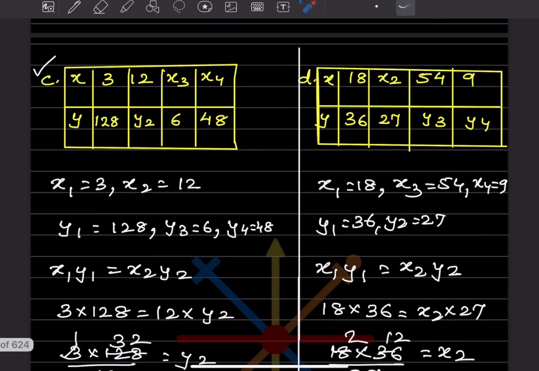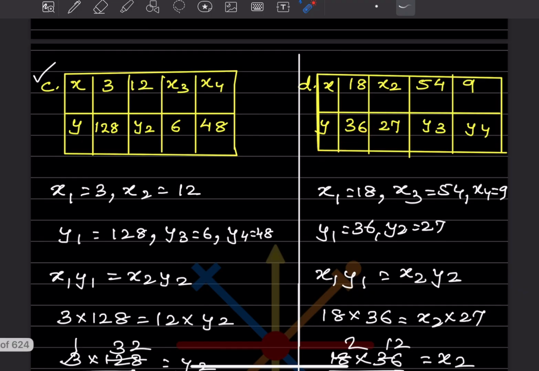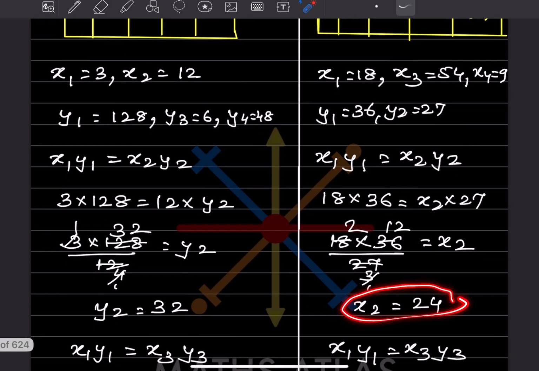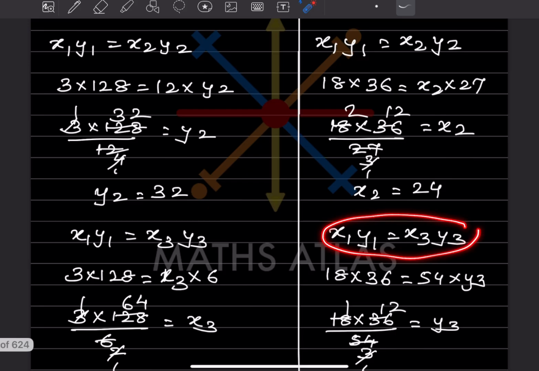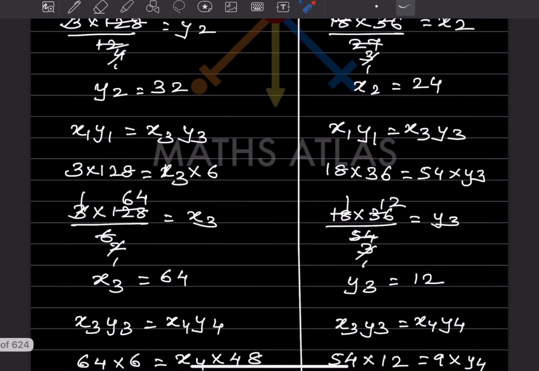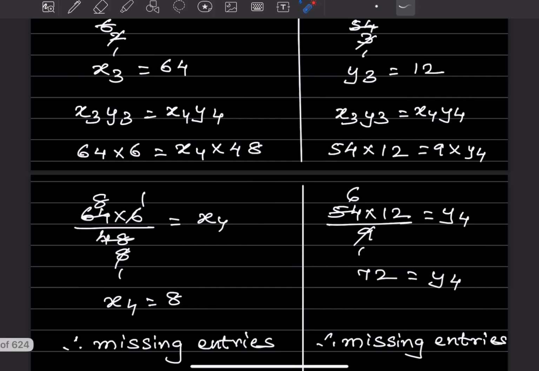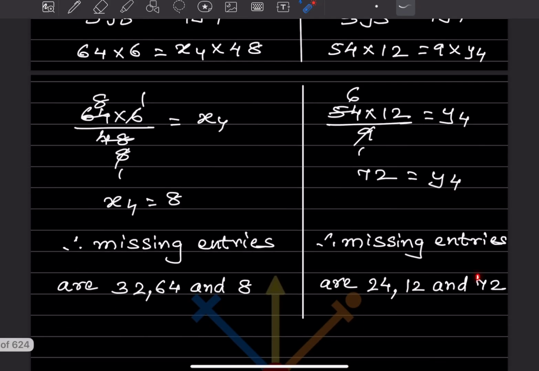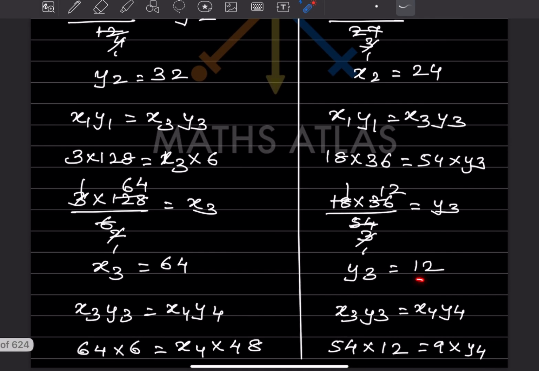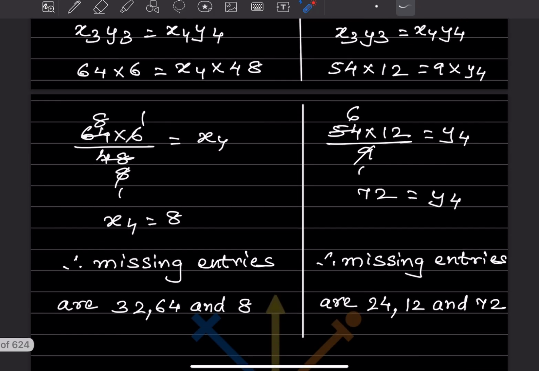Again, we'll go for the same table, the D part. Same x1, x2, x3 and x4, and y1, y2, y3 and y4. These are the given things. Start with x1 y1 is equal to x2 y2 and you get the value of x2, that is 24. Again, you can do x1 y1 is equal to x3 y3. After simplifying, you get the value of y3 as 12. Then x3 y3 is x4 y4, and you get the value of y4 as 72. So the missing entries are 24, 12 and 72.